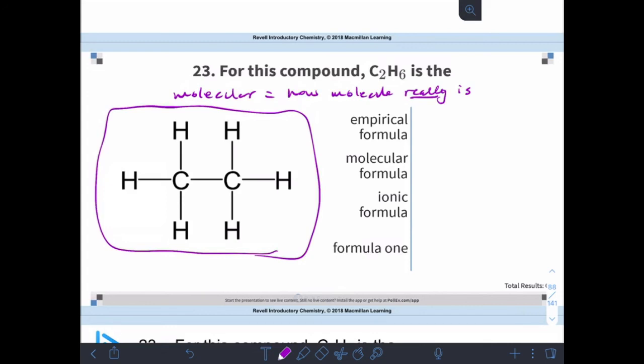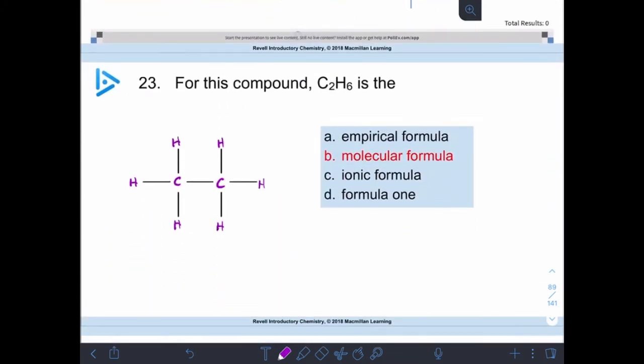So we have 2 carbons and 6 hydrogens. So that's the real deal. So we're looking at the molecular formula for this one. It can't be the ionic formula because we have to have a metal in order for it to be ionic, and we don't have any metals in this drawing. And if it were the empirical formula, we would take the 2 and the 6 and reduce those to a 1 and a 3. It would say CH3. Okay, so moving on, molecular formula.